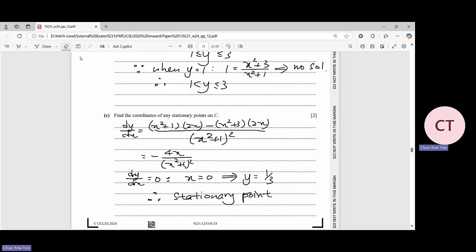Sorry, I made a mistake. It's not 1 over 3, it's 3. So therefore, your stationary point has only one, which is (0, 3). That will be your answer for part C.